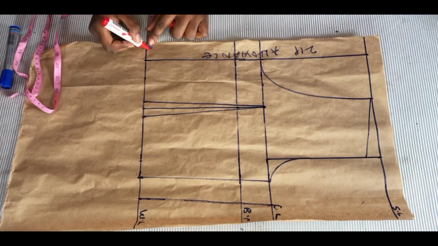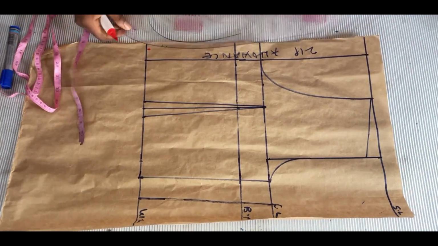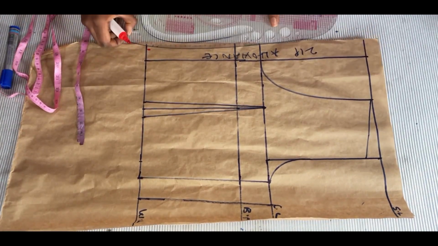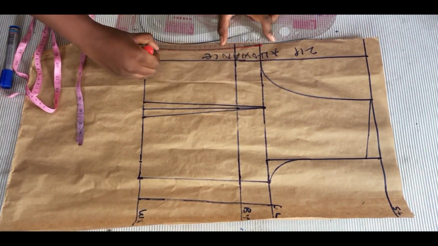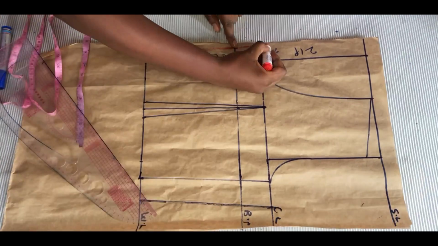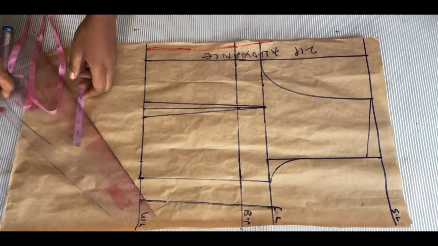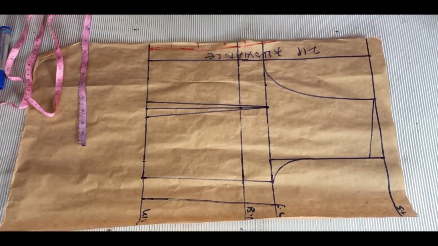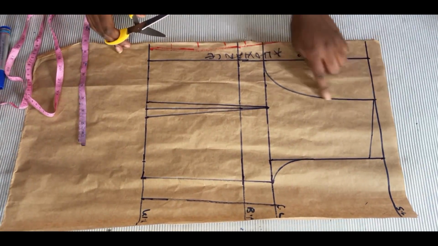Then lastly, on the waistline, I'm going to be coming in by half of an inch to eliminate zipper allowance. I'll mark half of an inch, then I'll use my ruler to curve that into the chest line area. So I'm going to be cutting this half of an inch out to eliminate zipper allowance at the end of the day.